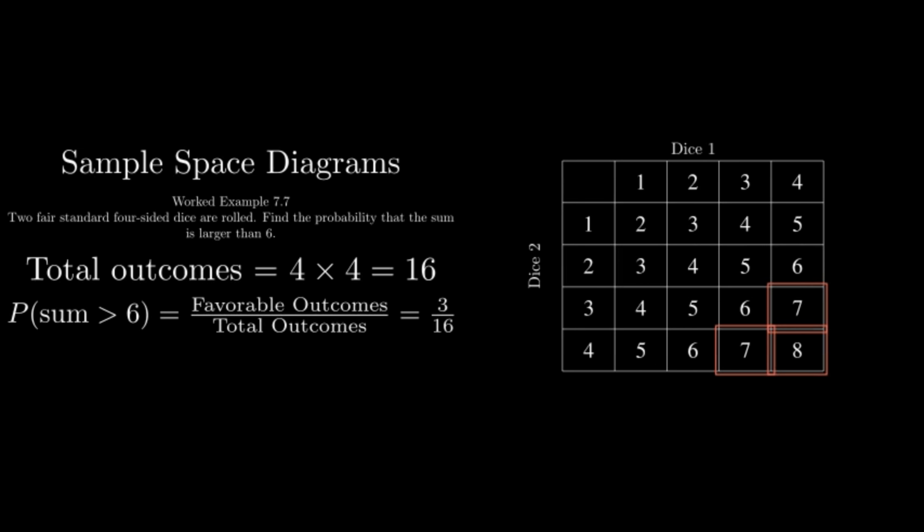Sample space diagrams provide a clear and exhaustive way to see all possibilities, making it simple to count outcomes and calculate probabilities. We have now covered how to use a sample space diagram to list all outcomes and find a probability. This method is very effective when the number of outcomes is manageable.